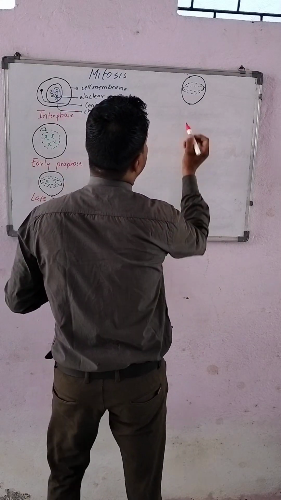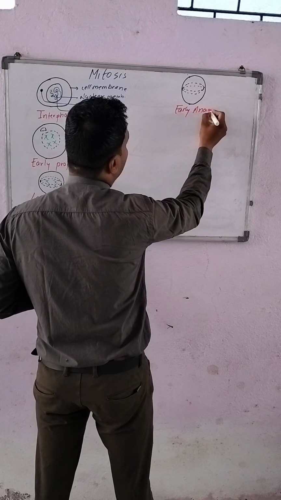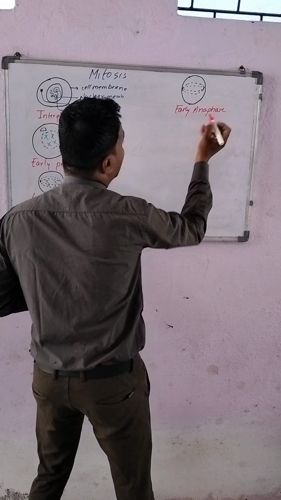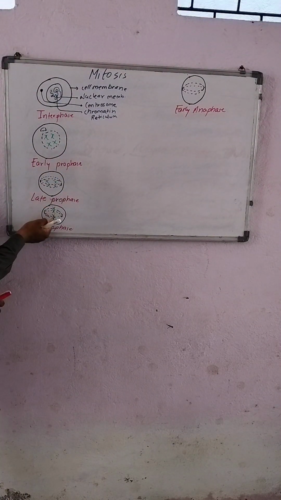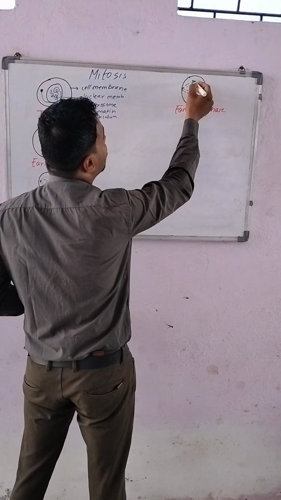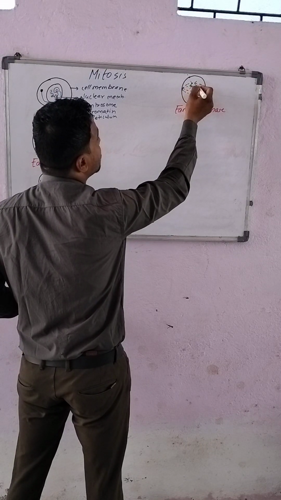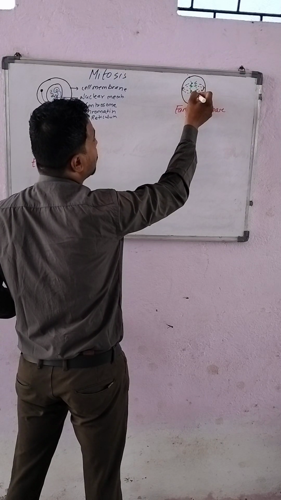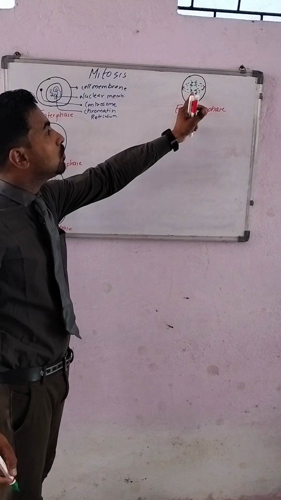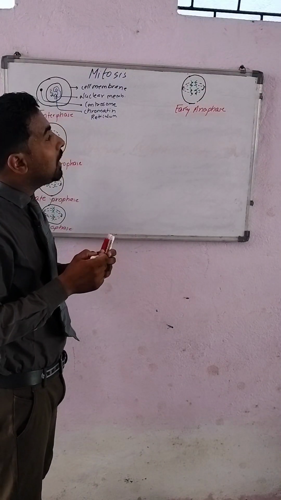This is early anaphase. Now in this early anaphase, what happens? The point of attachment of the chromosome is known as the centromere. From the centromere, the chromosomes now move towards the opposite poles, meaning towards the asters in this diagram. Look at the diagram. Now the chromosomes are split into two and move towards the asters in the early anaphase.